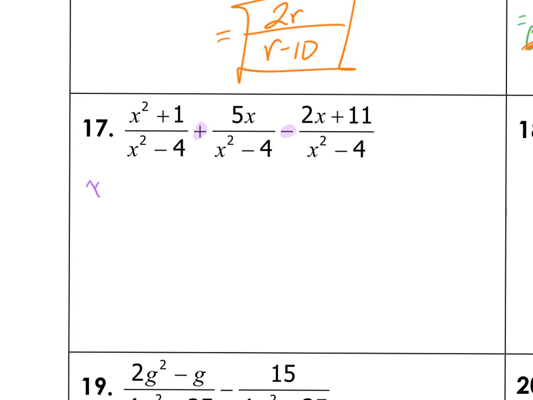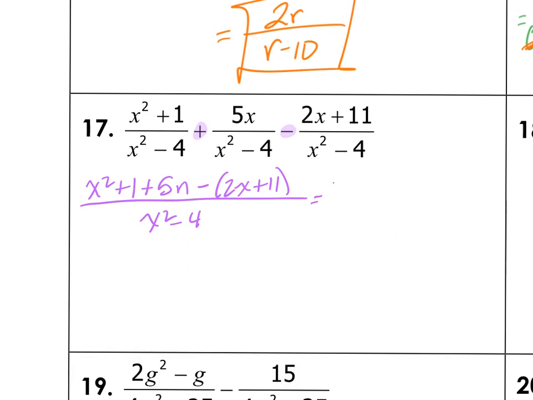I've got x squared plus 1 plus 5x minus 2x plus 11, all over x squared minus 4. So we're going to write it out one more time. So I've got x squared with everything multiplied out. So I've got x squared plus 1. Let me fix that there, and that should be an x. Look, I finally get to write x's and I can't write them at all. So I've got 5x minus 2x minus 11, because that negative goes to both terms. Good. All over x squared minus 4.